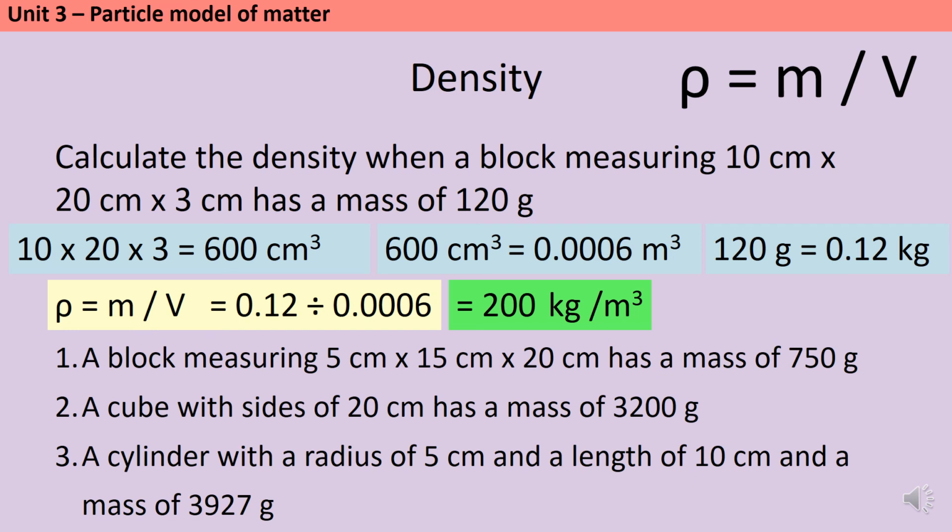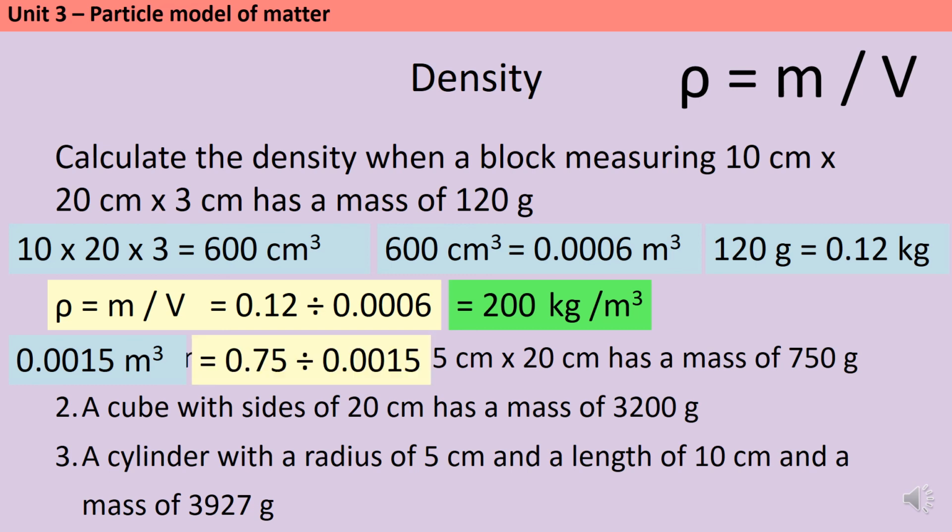So firstly, you multiply together the three dimensions to work out the total volume, and then you convert that to metres cubed by dividing by 1,000,000. That gives you 0.0015. The mass will also need converting. 750 divided by 1,000 is 0.75. 0.75 divided by the volume of 0.0015 gives you a density of 500 kilograms per metre cubed.